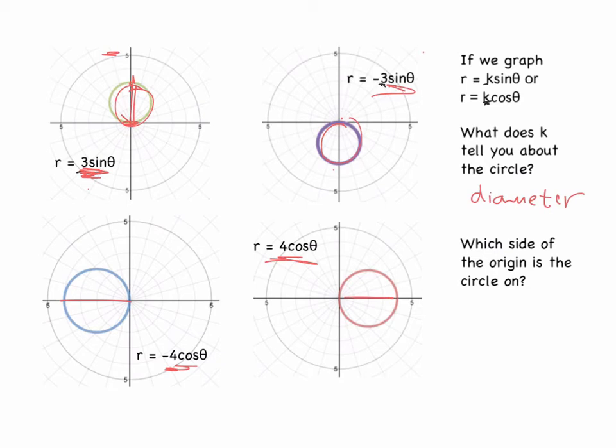Similar idea for cosine graphs. If you have a positive cosine graph, then that circle's just to the right of the origin on the positive side. If you have a negative cosine, it's over on the left of the origin where negative x values are.